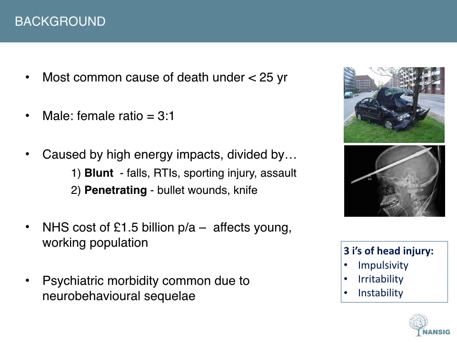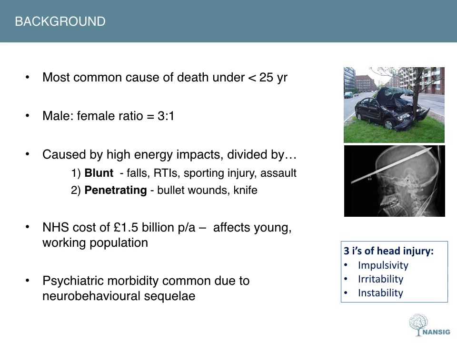So in terms of blunt trauma, we have things such as falls, road traffic incidents, which you can see on the top right, sporting injuries or assault. And in terms of penetrating trauma, we have things such as bullet wounds, knife or stab injuries, or actually any other object which passes through the skull.